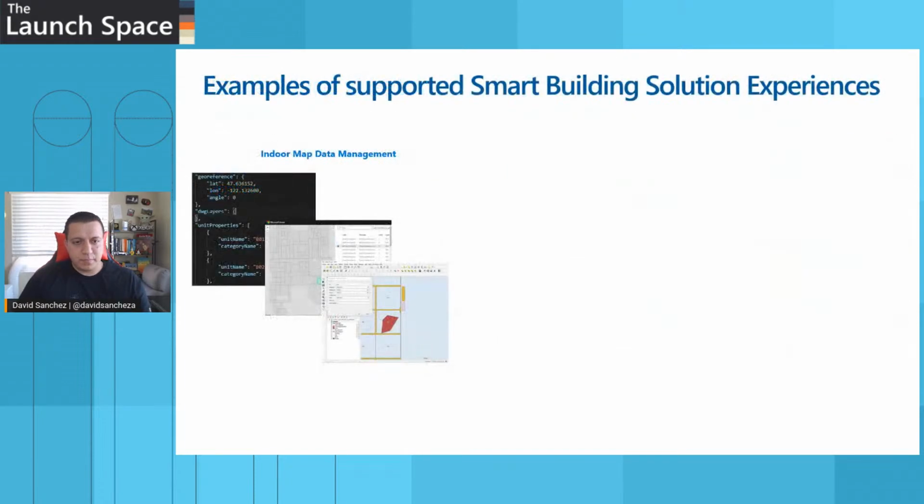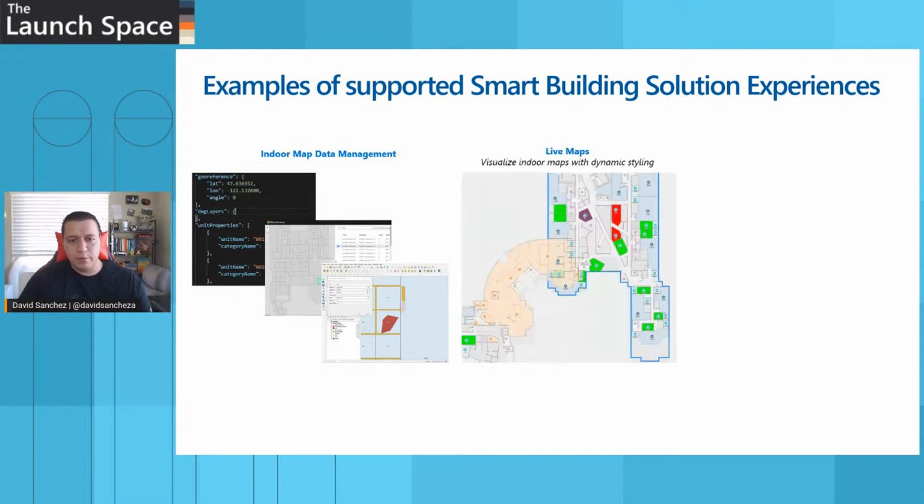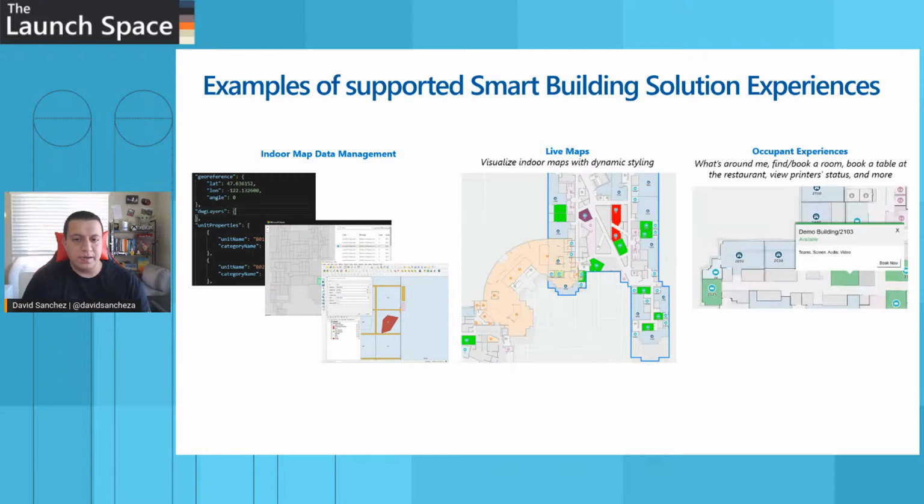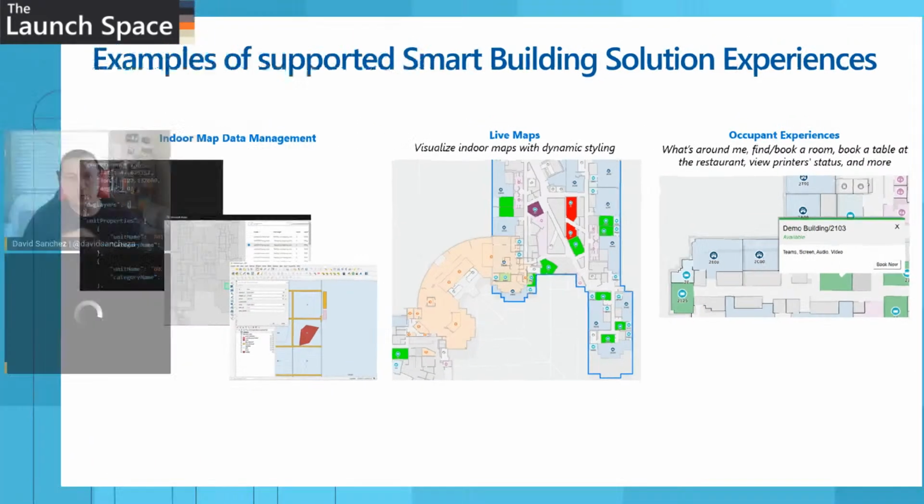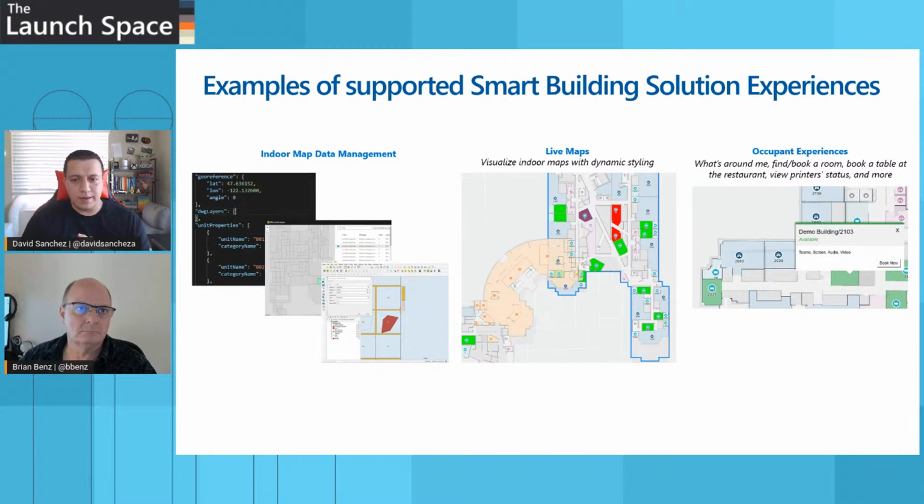The different use cases that we have here are indoor map data management, the live maps, as you can see here, and the occupant experience. So if you have sensors in your buildings and you would like to know what the different thermostats are, how the temperature is in each room, and whether the meeting rooms are occupied or available, you can set up that kind of experience. It's great to provide the occupants of the buildings this kind of experience.